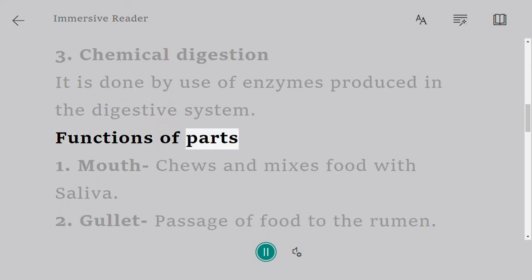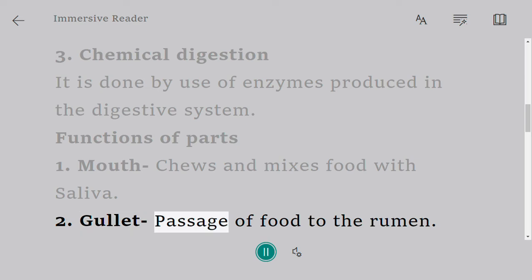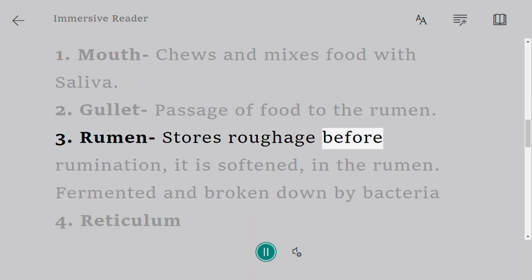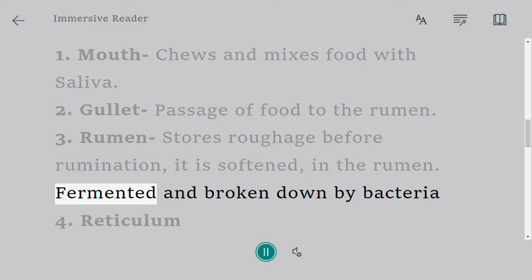Functions of parts. 1. Mouth chews and mixes food with saliva. 2. Gullet passage of food to the rumen. 3. Rumen stores roughage before rumination. It is softened in the rumen. Fermented and broken down by bacteria.